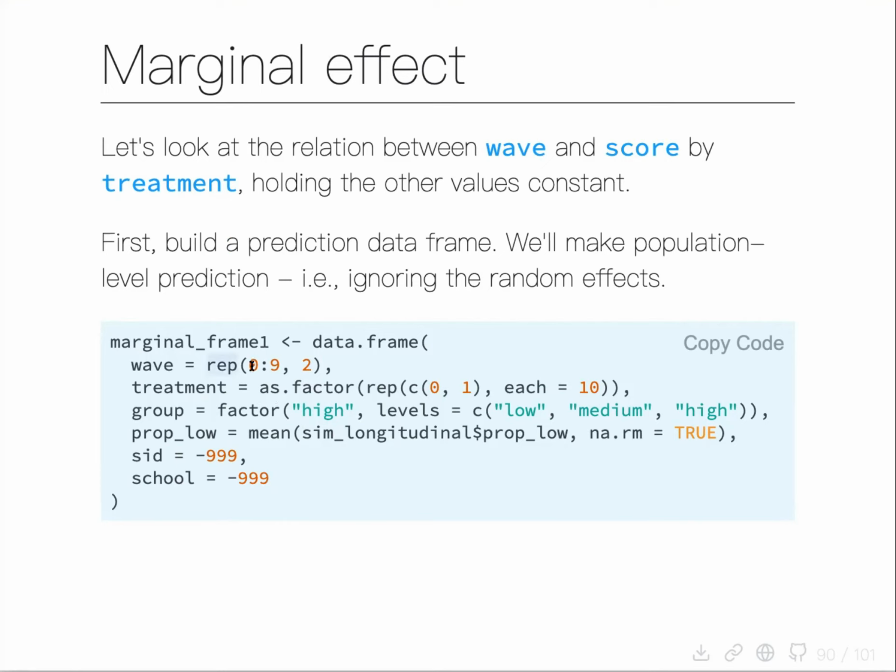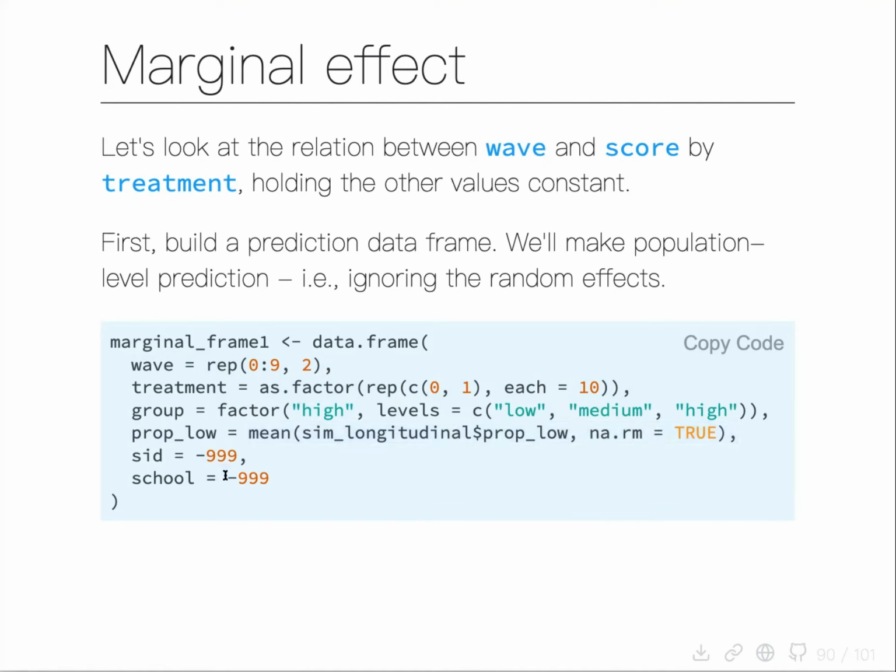So I'm saying repeat 0 to 9 twice, right? So it's gonna go 0, 1, 2, 3, 4, 5, 6, 7, 8, 9, 0, 1, 2, 3, 4, 5, 6, 7, 8, 9. Okay, whatever the length of that ends up being, so 20, right? This next one also needs to be length 20 or 1, okay? And so I'm saying repeat 0 and 1 each 10 times, okay? And then for the group, I'm saying just high, so that's a value of 1, where the levels are low, medium, and high. And then for prop low, I'm saying give me the mean of the overall prop low, okay?